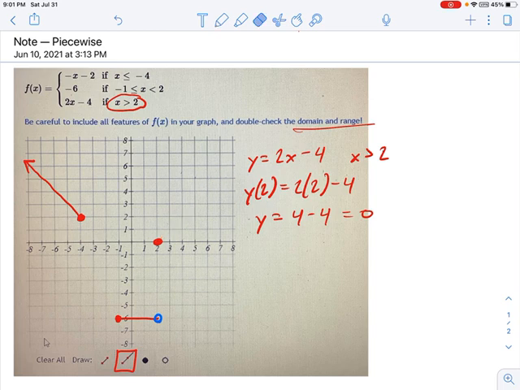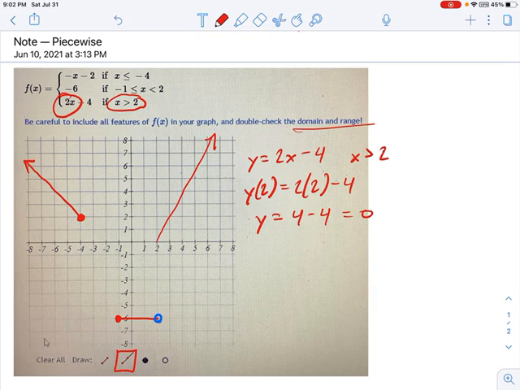Oop, hold on. That's a slope of 1. What's the slope here? It's 2. So it's going to be going up like this. That's clumsy, but, you know, you get the idea. It's steep. It goes up 2 over 1, up 2 over 1. So that's my ray, and because x does not equal 2, I have to use an open dot right here.